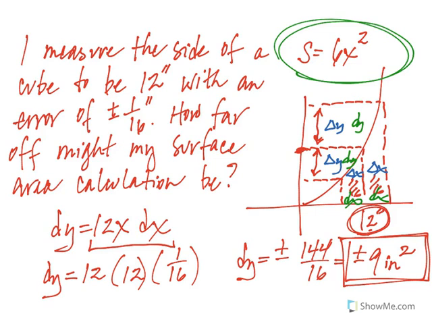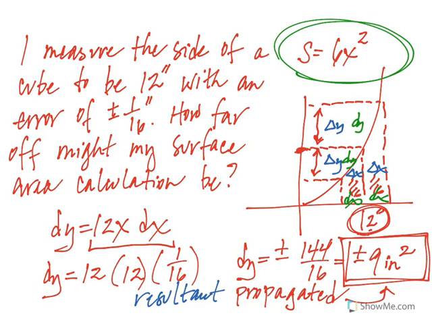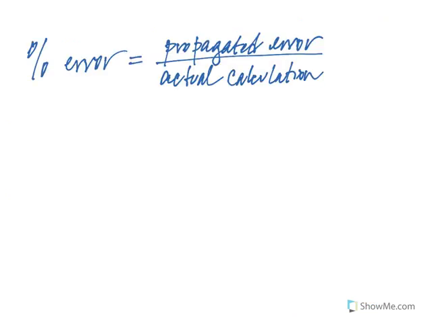All right, now, if I take plus or minus 9 inches, and I want to know the percent error, and by the way, I guess before I move on to here, this is called propagated error. It's also known as resultant error or resulting error. Propagated error means exactly the same thing. So if you screw up an input, how far off could you possibly be for the output? That's called propagated error. Now, let's talk about percent error. Percent error is defined as propagated error divided by actual calculation times 100.